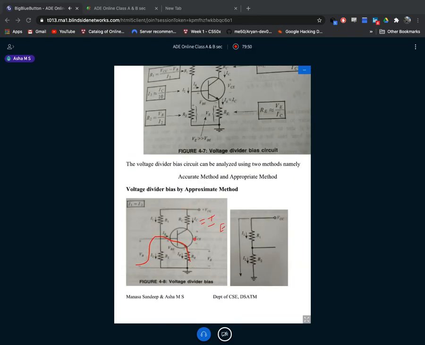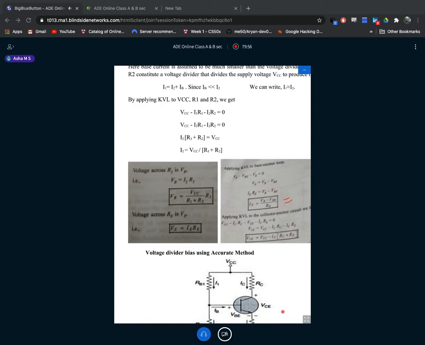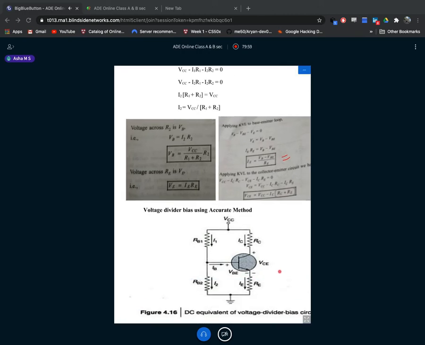Because we are approximately calculating, this is the approximation I'm assuming: IB will be very, very small when compared to I2. Based on that approximation, I started my derivation. I calculated I2, and that I2 I substituted here. VB I calculated, VE I substituted here, and I got this IE, and this IE I'm calling IC. Next I got VC. Understood? Any doubts? If you have understood, well and good. If not, no need to worry at all. Just practice two or three times, reproduce the same thing. Fine. Any doubts here in this approximate method?